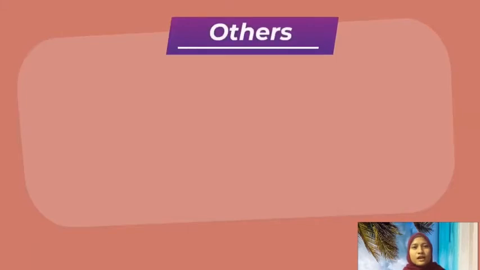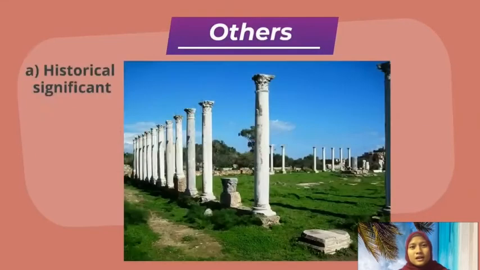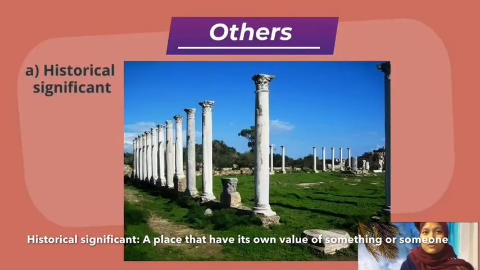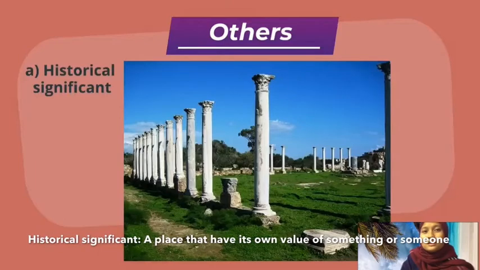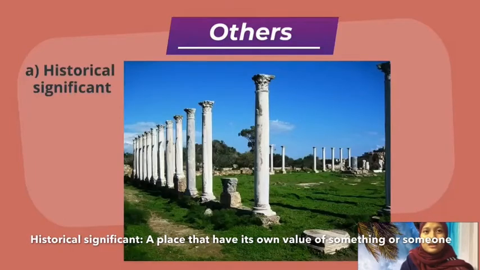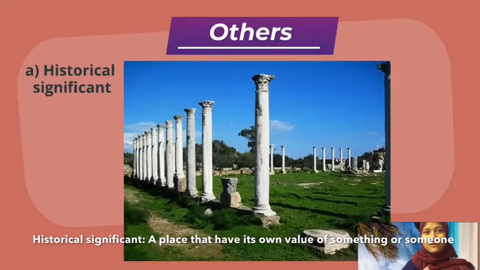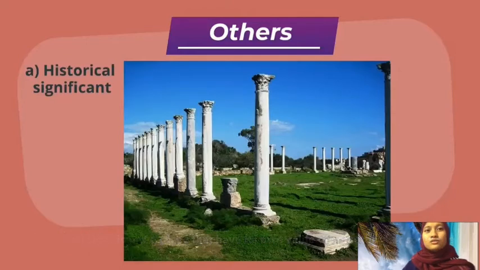Okay, and the last point is other factors that might relate to the site analysis. For historical significance, it means that the place has value to something or someone. So if you find this place, you need to consider whether it is good or not to continue to build an outdoor facility in this place, because historical significance has its own story.